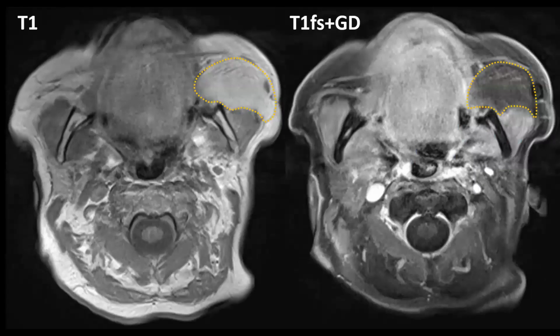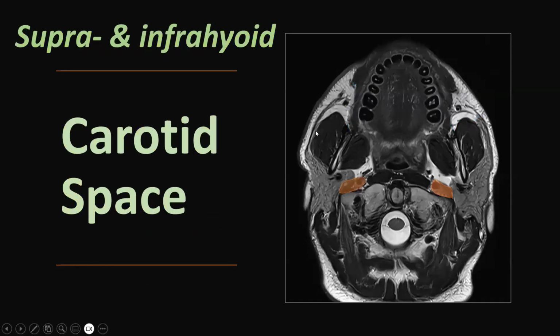Here's one example I found. So it contains mostly fat, and here we see a large T1 hyperintense mass lesion, not enhancing, and with a low signal on fat-suppressed T1 weighted images with gadolinium. This clearly is a large lipoma. Let's move on to more interesting spaces.